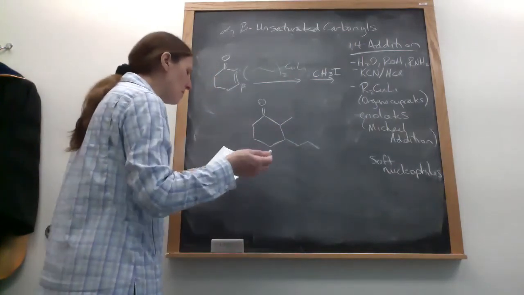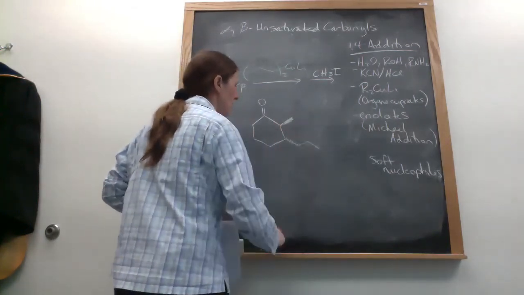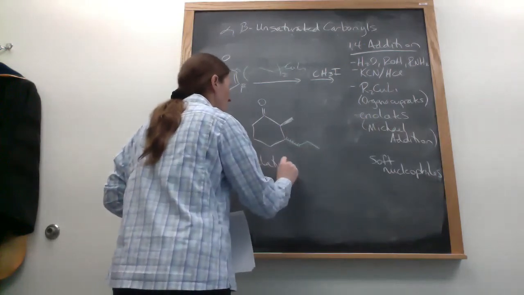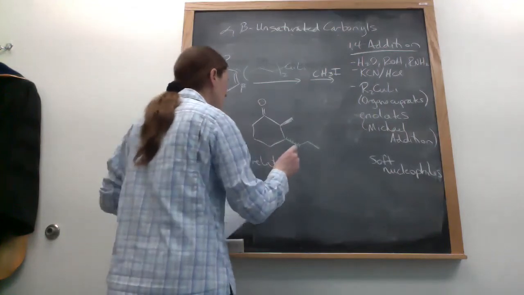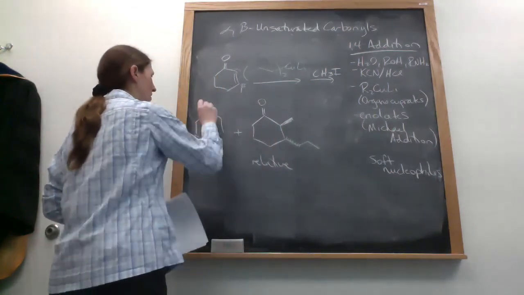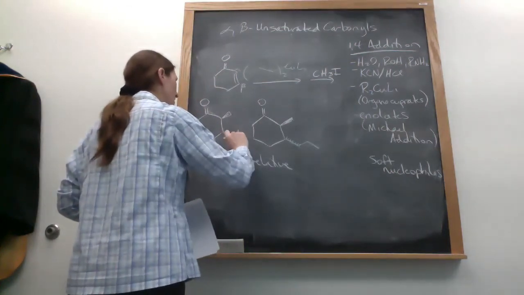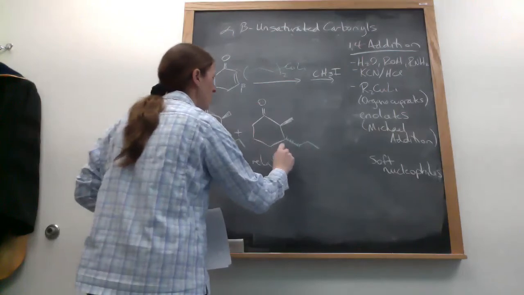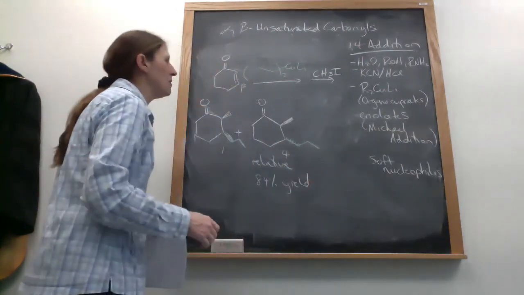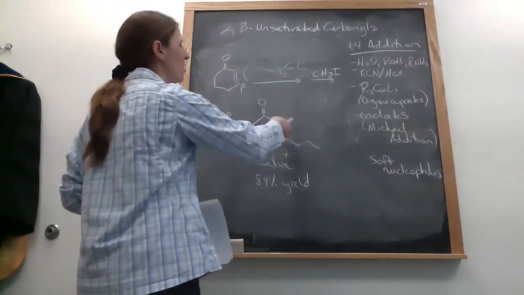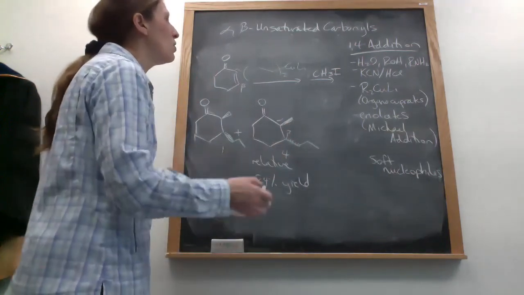Now we do see some stereochemistry preference, mostly from a relative standpoint. So what we see is this is the favored product from a relative chemistry standpoint over the cis. This one is favored about 4 to 1 and about 84% yield overall. And so again, this is a great way to make carbon-carbon bonds beta to a carbonyl, and we're using a cuprate to do that.